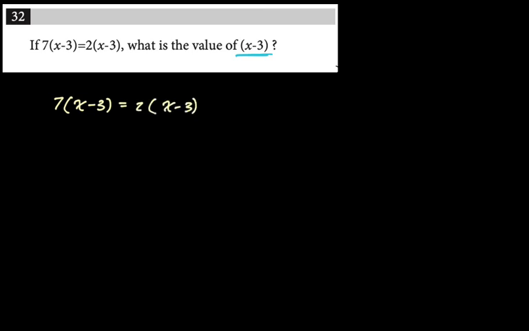If I subtract 2 times the quantity x minus 3, or if you would prefer, you could replace every x minus 3 with, like, a, right? You'd have 7a equals 2a, you would subtract, you get 5a equals 0, which means that a is equal to 0, and then a was x minus 3. I didn't do that. I just kept x minus 3 because I thought it was easier. I don't know if easier is even the right word. I think it's exactly the same level of difficulty, but x minus 3 is equal to 0. So the answer is 0.